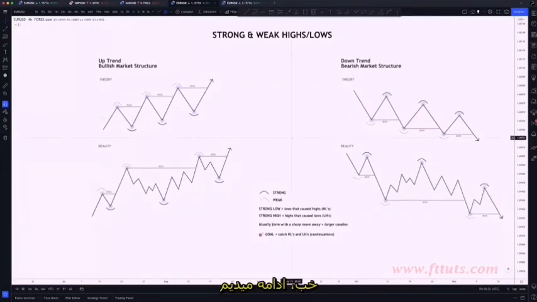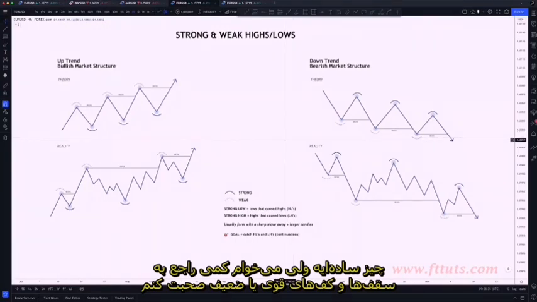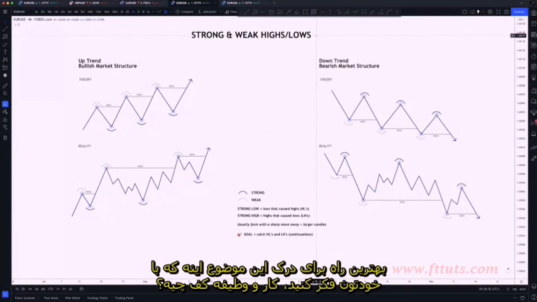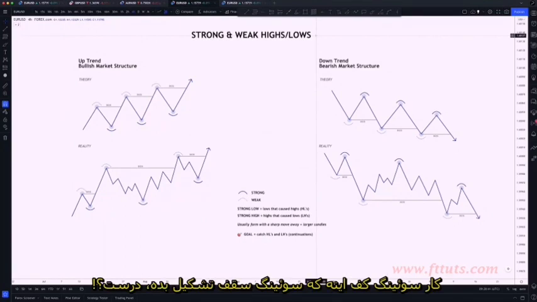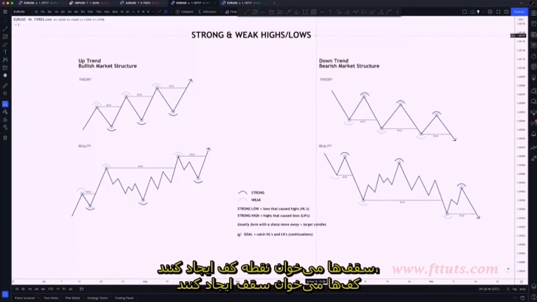So on to the next thing. Very, very simple stuff here, but this is the concept of strong and weak highs and lows. The easiest way to think about this is, what is a low's job? Well, a swing low's job is to make a swing high, if you think about that, right? And a swing high's job is to try and make a lower low, okay? So lows want to make highs and highs want to make lows.